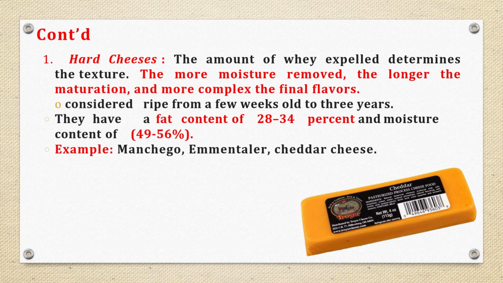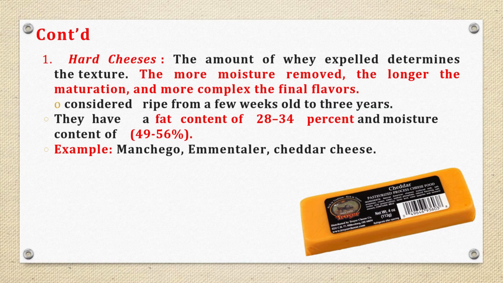Then we have the hard cheeses. With these, the amount of whey expelled really determines the final texture. A simple rule applies: the more moisture removed, the longer the maturation can be, and the more complex the final flavors become. They are considered ripe from a few weeks old, all the way up to 3 years. They have a fat content of 28 to 34% and a moisture content between 49 and 56%. Classic examples include Manchego, Emmentaler, and of course cheddar cheese.